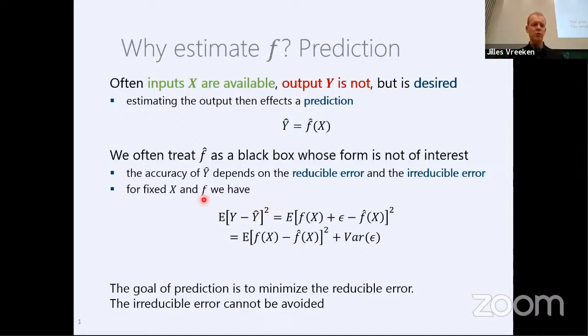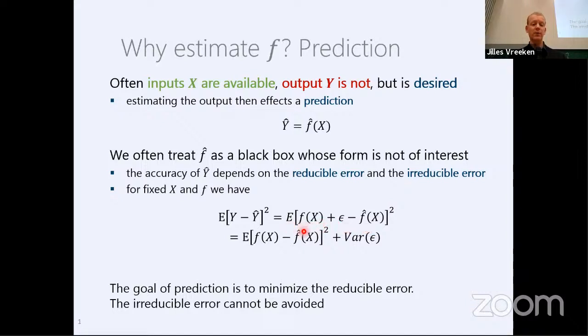So this is the square of the expectation of the difference between the actual value that our function should spit out, Y, and our guess, Y hat, squared. We can now unroll this as follows.